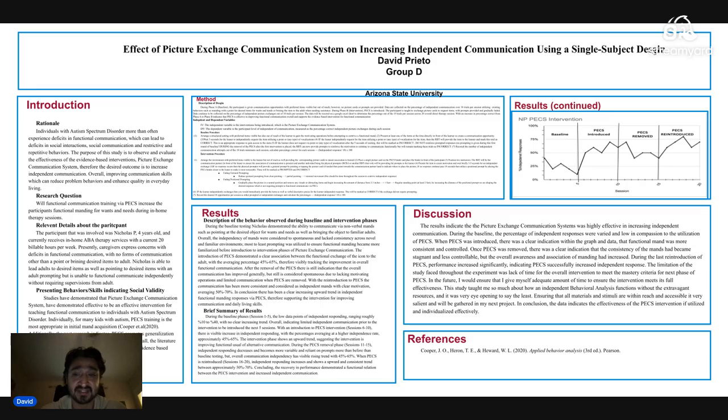overall case study. But I think just overall, the study provides strong evidence that the PECS is functionally effective in increasing independent communication. At the same time, it also highlights the importance of consistency, generalization, and long-term planning to ensure these communication gains are maintained and meaningful in everyday environments.